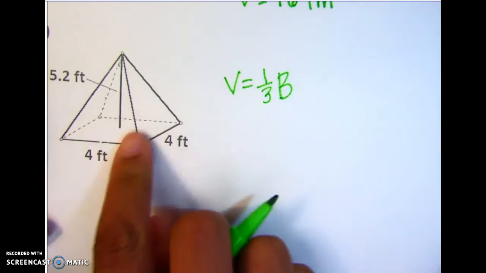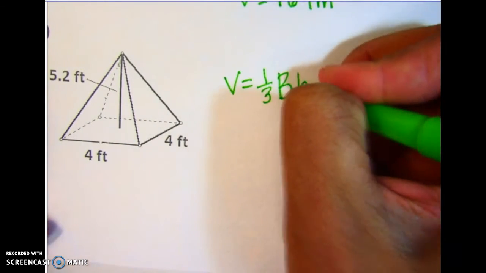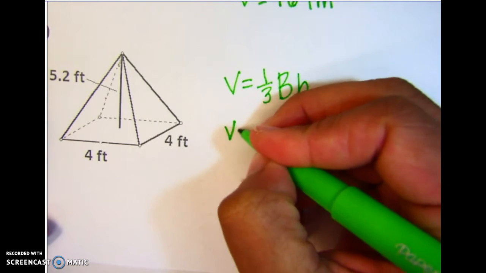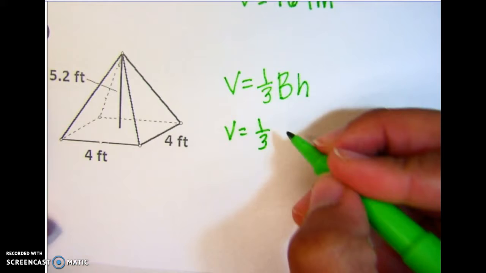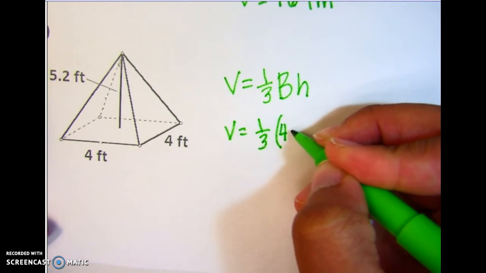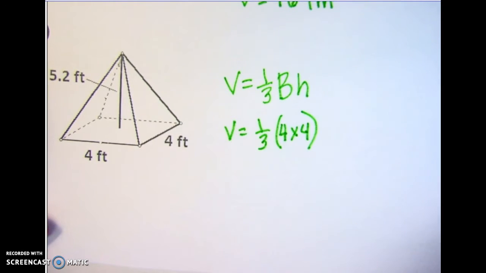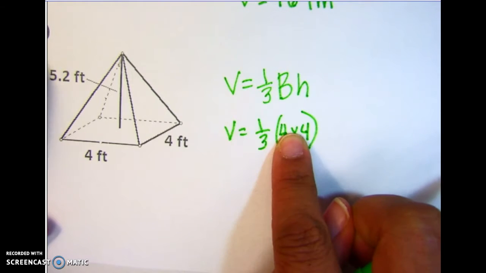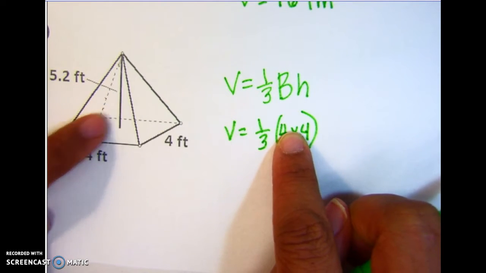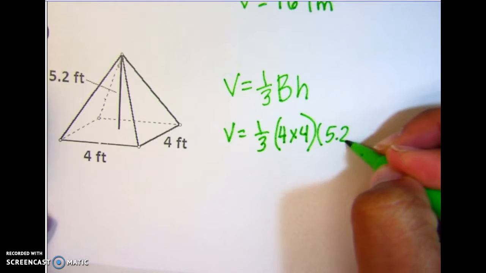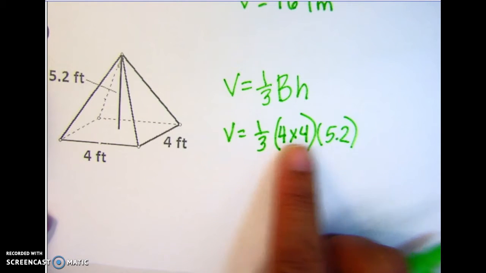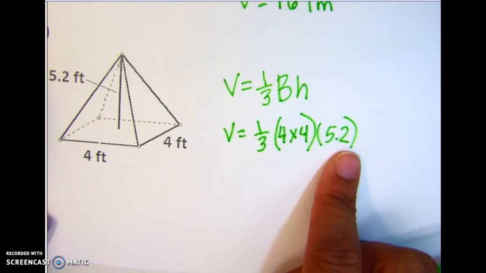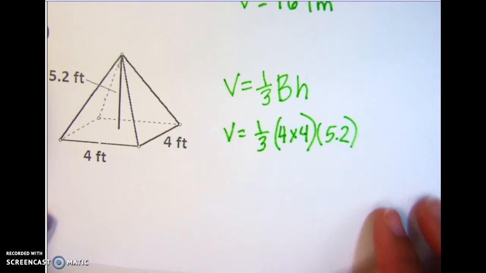1/3 of the base, area of the base, times the height. So it's going to be volume equals 1/3. Base is 4 times 4. You can do that in your head if you want to, or you can write it out. And that's the area of the base times 5.2, which is the height. Again, it doesn't matter in which order you multiply these. I probably would leave this until last-ish because of that decimal.